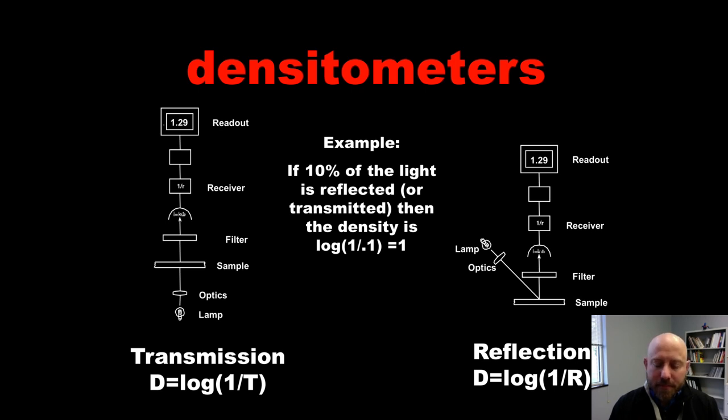Whenever we do a density measurement, it is a number that describes how much light is being absorbed by the sample that we just measured. So the higher the number that we get, the higher the density, that means the more light is being absorbed by that sample. So if more light is being absorbed, that means that it must be a darker sample. So if we do a measurement, the higher that number is, generally the darker it is.